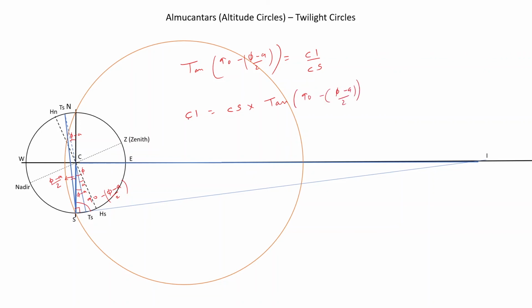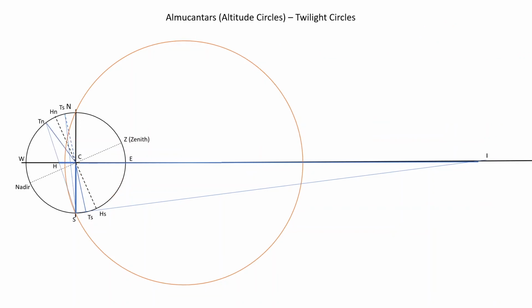CI, which is the other part of the diameter of the twilight circle, is equal to CS, which is the radius R of the equator, into tan(90 minus (phi minus A) by 2). Using this formula, find out the diameter of the circle of twilight. Draw a circle of diameter HI having center on the equatorial line and passing through the points H and I. Here it completes the projection of twilight below the horizon.